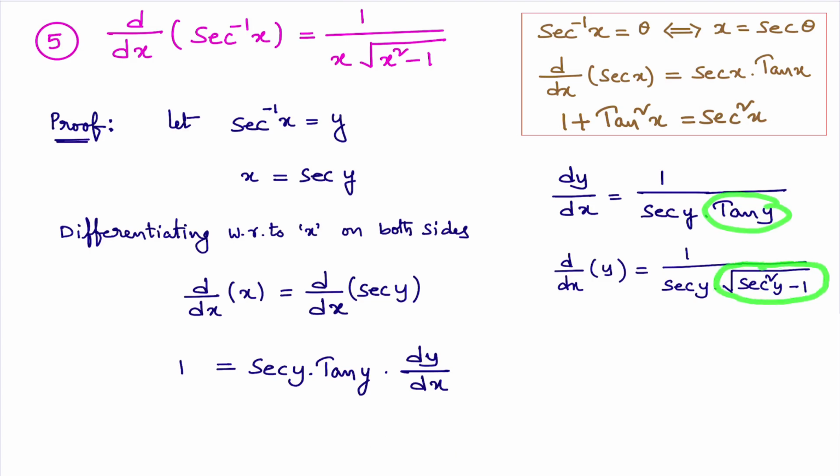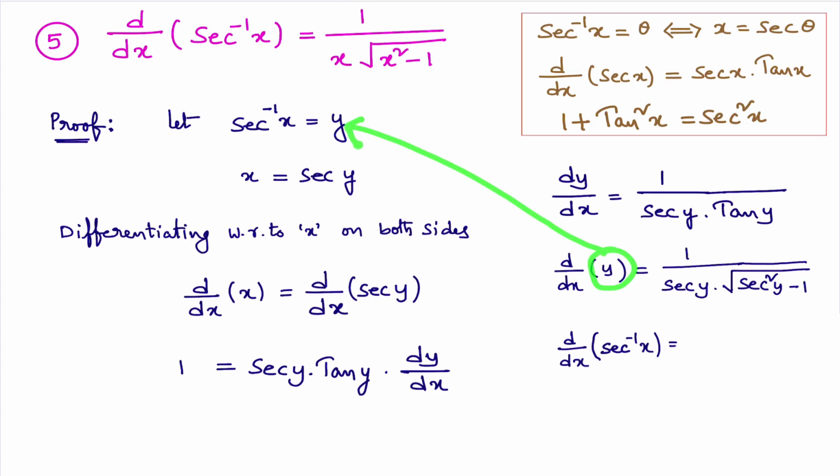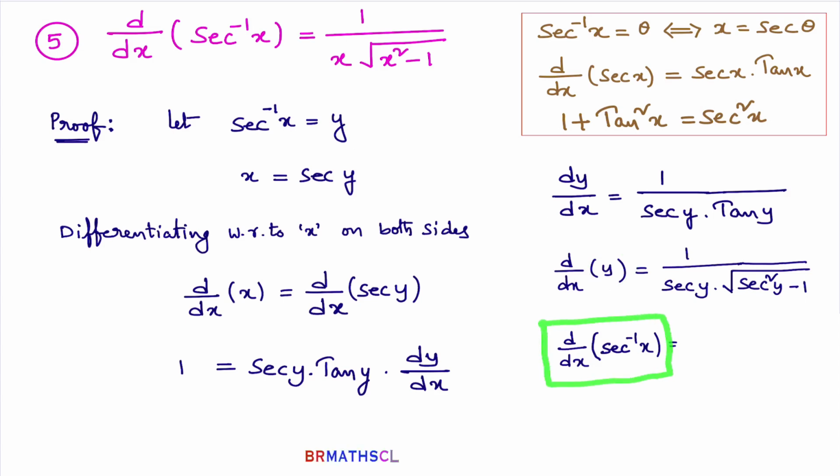This is from the trigonometry formula. Further, if I simplify this, see d by dx of y. You see here, what is y? In the beginning, I taken secant inverse x as y. So in place of y, I'll write secant inverse x. In the left hand side, I got dy dx of secant inverse x.